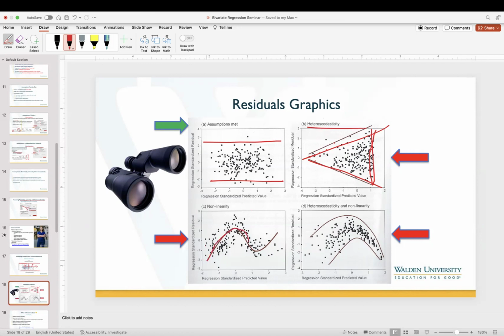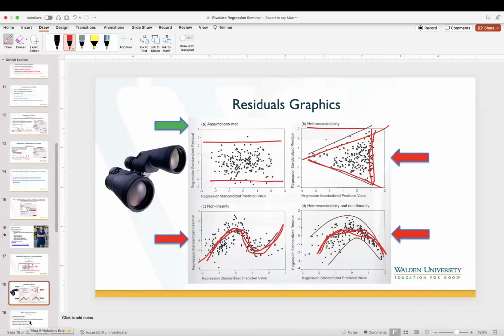We could see here, if we would try to impose a line, that it's curvilinear. It's a nonlinear relationship. Here, heteroscedasticity and nonlinearity. So you can look at these things visually and say, it doesn't look like it was met, and make a determination, okay?